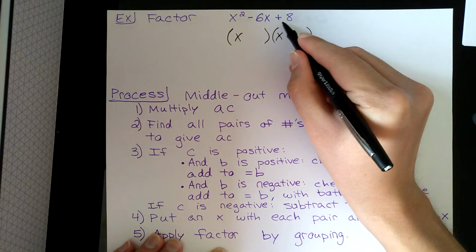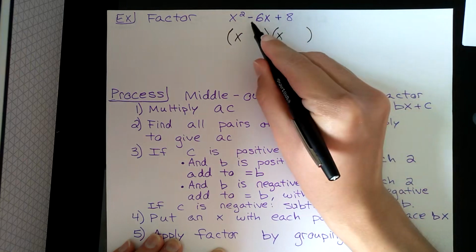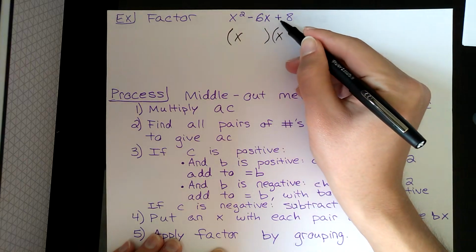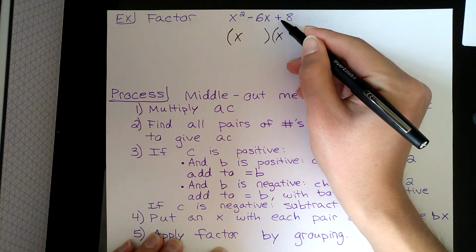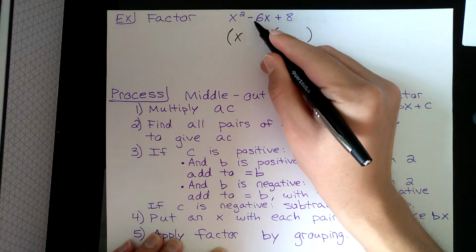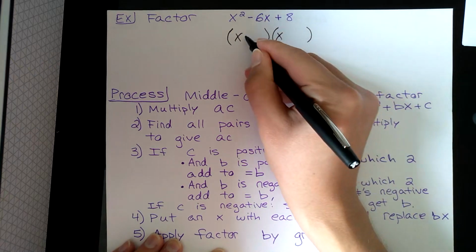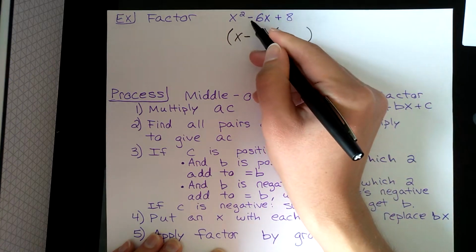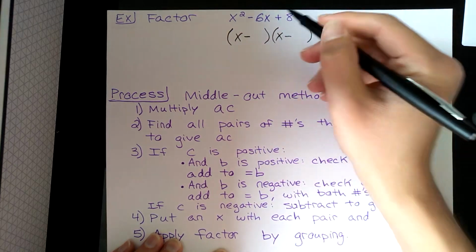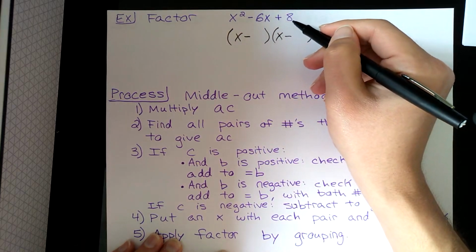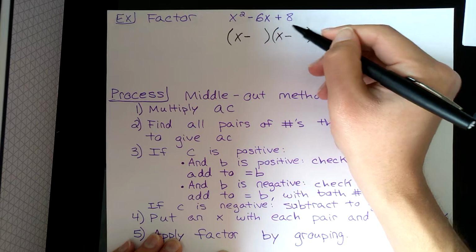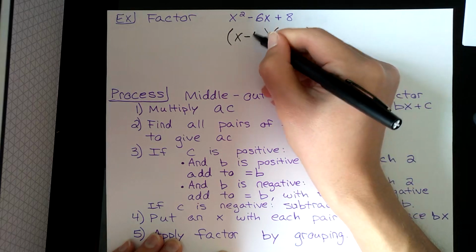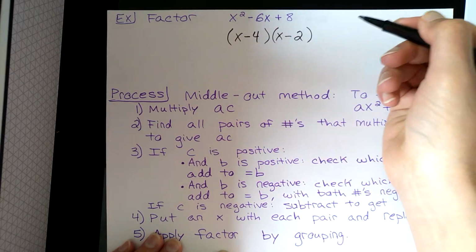Now we need two numbers that will multiply to give us positive 8 and add up to give us negative 6. Well, because this value is positive, they both have to have the same sign. And because this number is negative, that means they both have to be negative. You can't add two positive numbers together and get a negative. So we know they'll both be negative. Now we just have to decide what two values. So can you think of two numbers that multiply to give you 8 and add up to give you 6? It'd be 4 and 2.